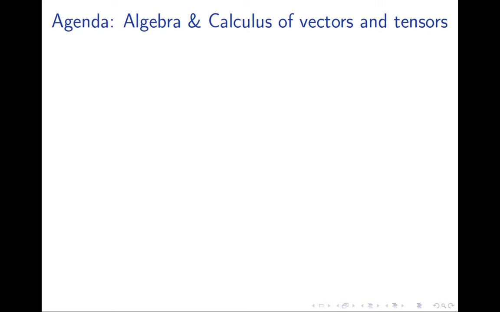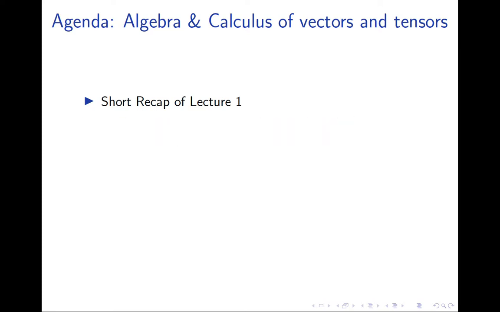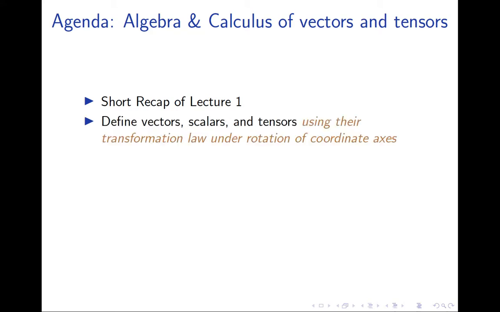So the agenda for today's lecture is going to be Algebra and Calculus of Vectors and Tensors. This is what we're going to do. We're going to do a short review of our lecture 1. We didn't really do much, but still I think it's important we review a little bit of the notation and convention which I introduced in the last class. And then I will define vectors, scalars, and tensors using the transformation law under rotation of coordinate axis. I will tell you what I mean exactly by this.